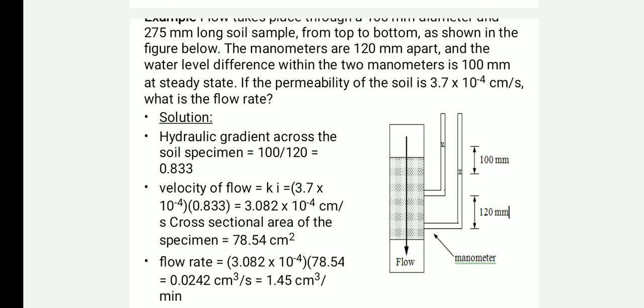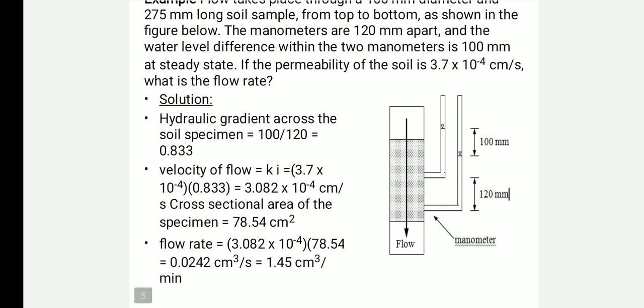So, solution: the hydraulic gradient across the soil specimen is what we have to find out. So 100 divided by 120 will give 0.833. So velocity of flow, that is k times i, is 3.7 times 10 raised to the power minus 4 times 0.833. So we have the velocity of flow as 3.082 times 10 raised to the power minus 4 centimeter per second.